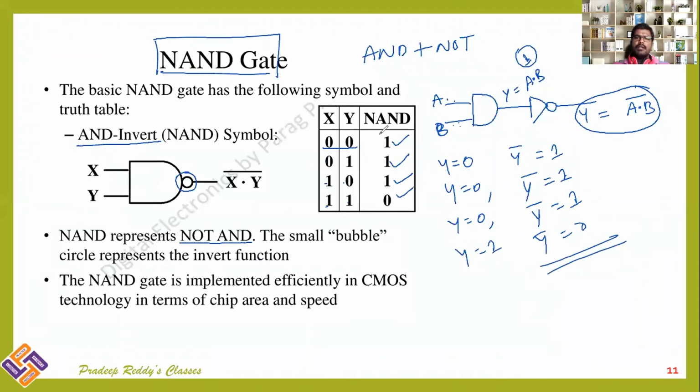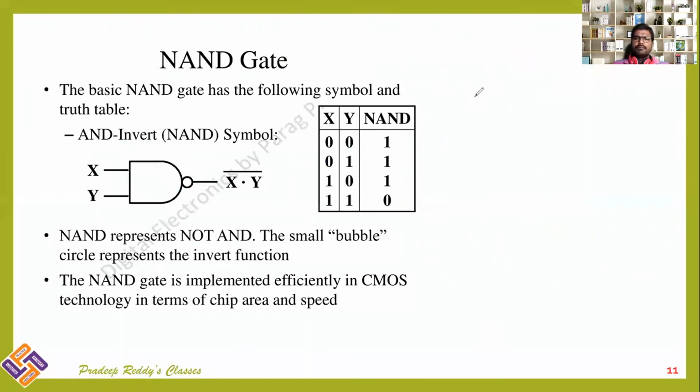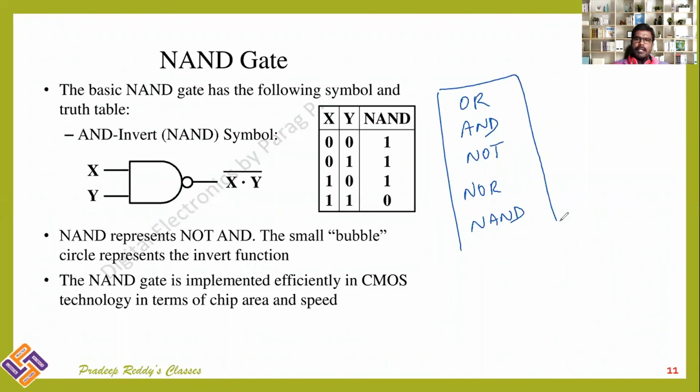Therefore, this is the truth table followed by the NAND gate. So far, we have learned OR, AND, NOT, NOR, NAND. These are the 5 logic gates which we have discussed till now. You need to keep all the truth tables of these gates in your mind, and these are helpful in solving problems.